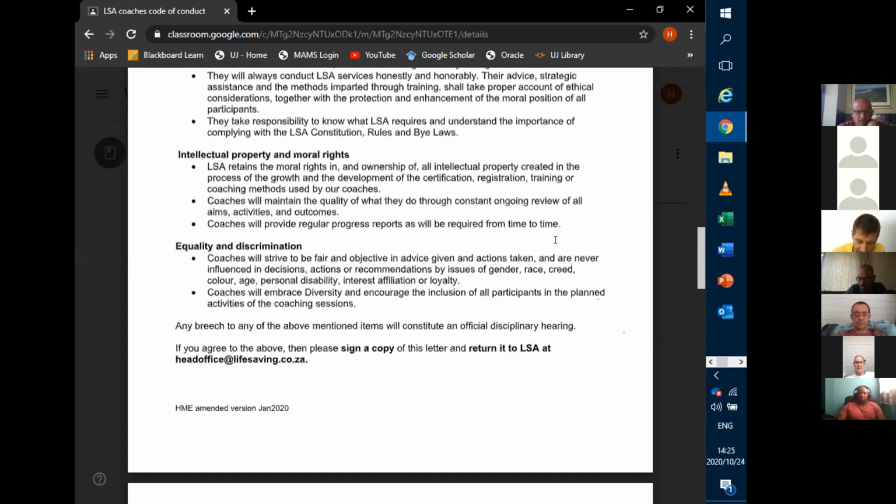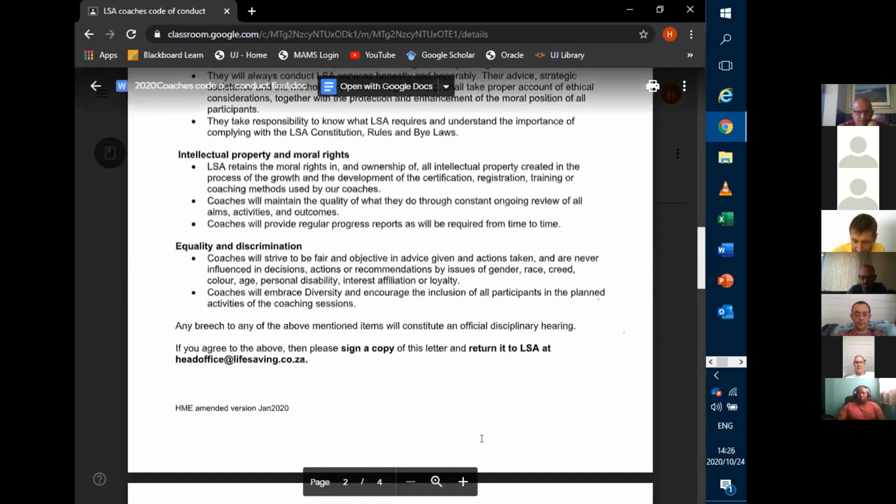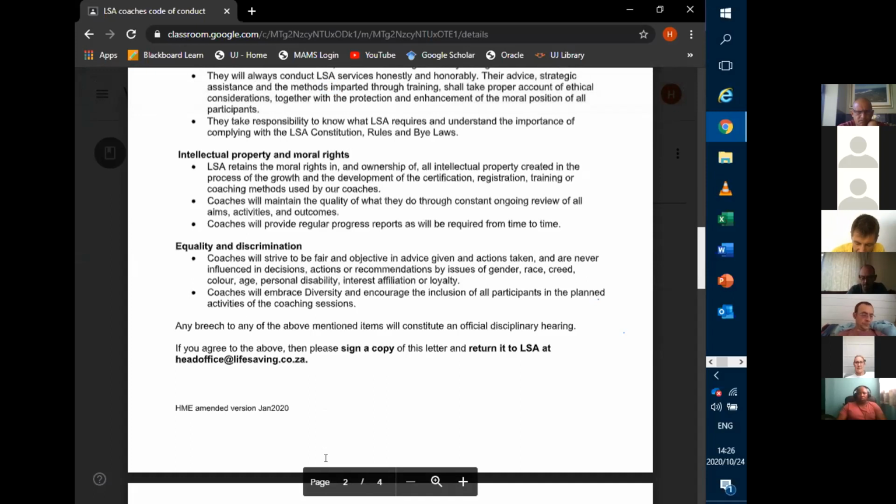Coaches will provide regular reports as will be required from time to time. It's very good to make a report because then you yourself can see if you improved in your performance, because you also have to grow. You're never too old to learn. You're never too old to grow.